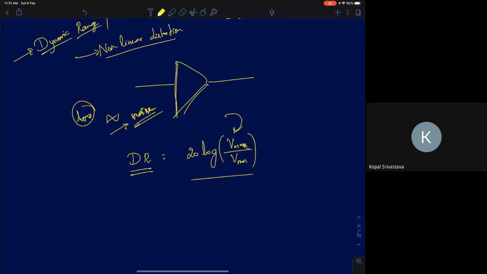The maximum input you can apply to the minimum input that you can apply, as long as there is faithful amplification. Okay, so if I told you 100 millivolts is the maximum and 1 microvolt is the minimum, what would be your dynamic range? Is it 60? 100, 100 decibels, yes. It's 100 decibels. So 20 log of 100 millivolts, so 100 into 10 power minus 3, by 1 microvolt, which is 10 power minus 6. So it will be 10 power 5. So 10 cube into 10 square, it will be 10 power 5, and 20 log of that is 100. Okay, that's how you compute dynamic range.